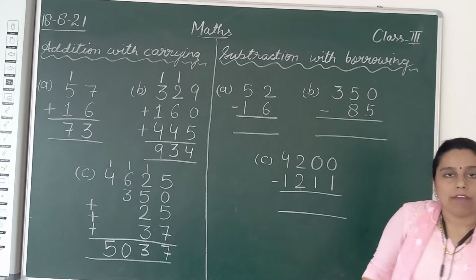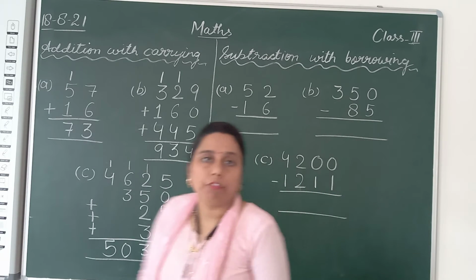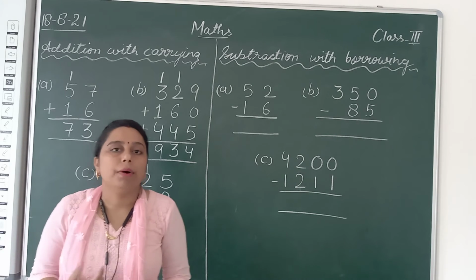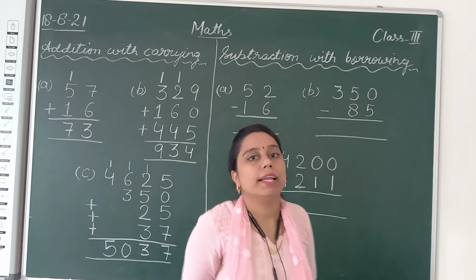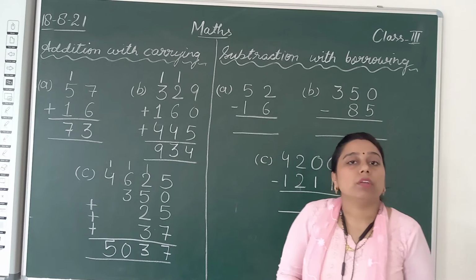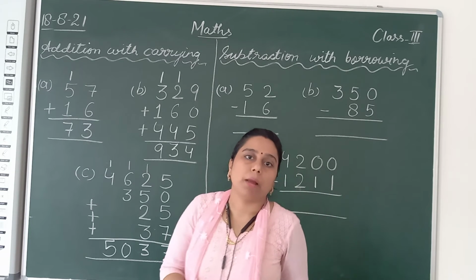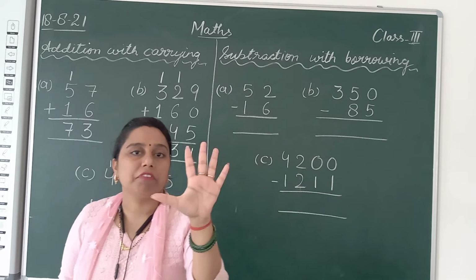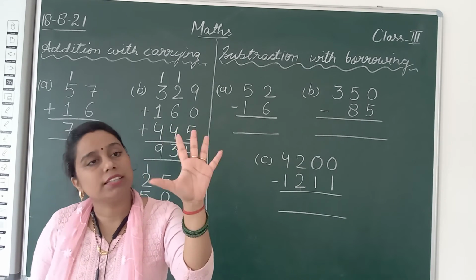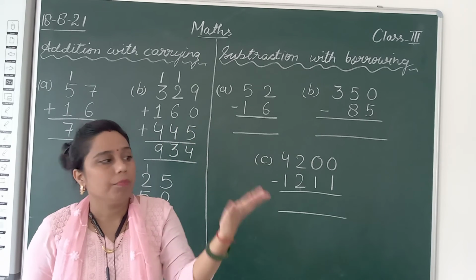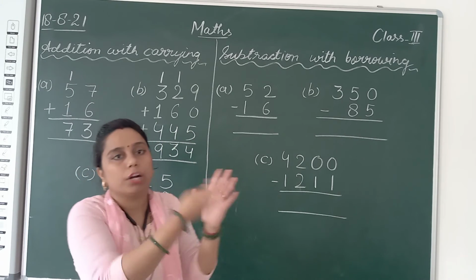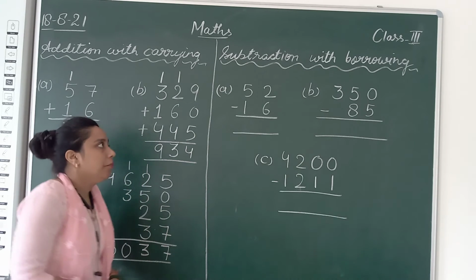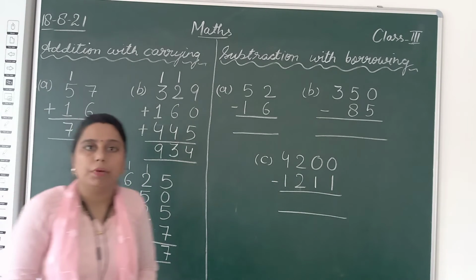Okay, now first of all I want to remind you that we always subtract a smaller number from a greater number. We can never subtract a greater number from a smaller number. If I say subtract 7 from 5, can you subtract 7 from 5? No, because 5 is smaller. When 7 is not present here, how can you subtract 7? So we always subtract a smaller number from a greater number.